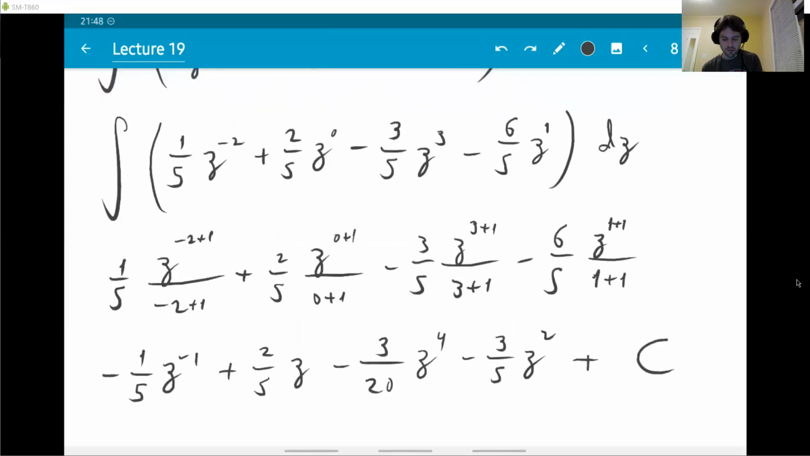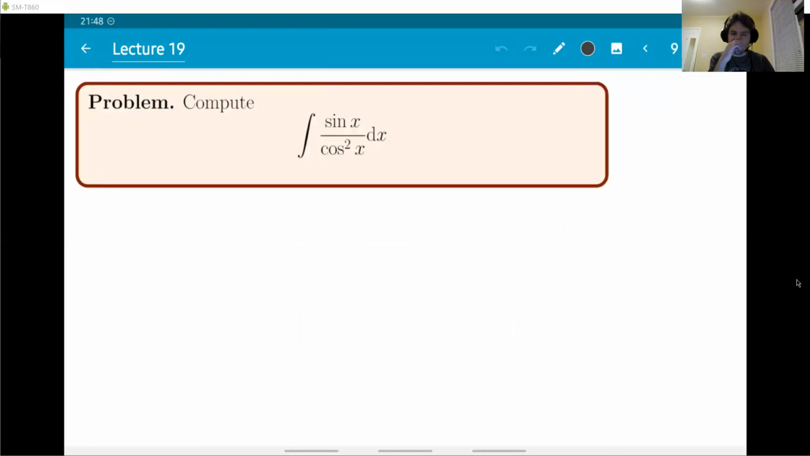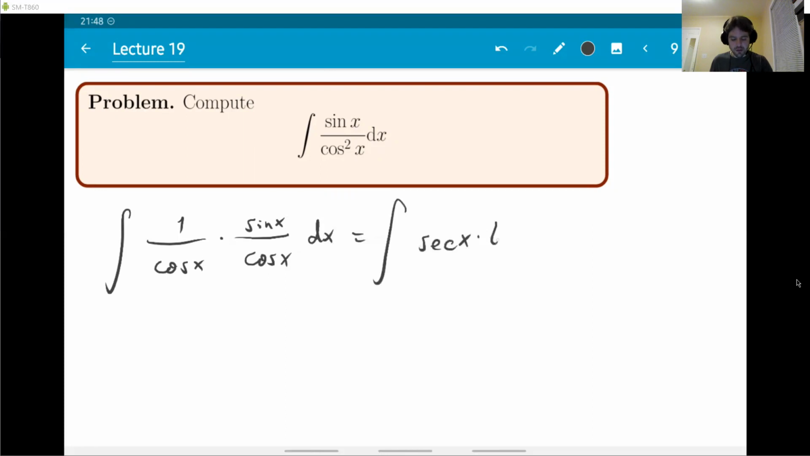Here's the next one. Sine x over cosine x squared. So it's a fraction. We know that we're going to need to simplify it somehow until we recognize that this is a function whose antiderivative we know. In this case, you can think of it as 1 over cosine times sine over cosine. 1 over cosine is the same thing as secant. Sine over cosine is the same thing as tangent. And I hope you recognize this now. We do know of a function whose derivative is secant times tangent, and it's the secant function. So that's the answer.